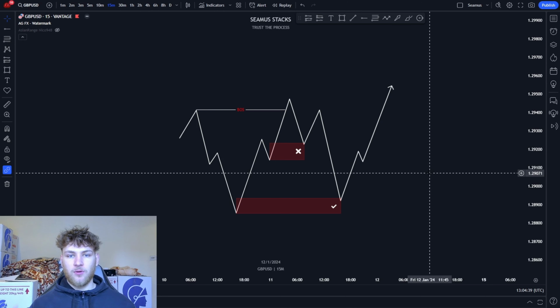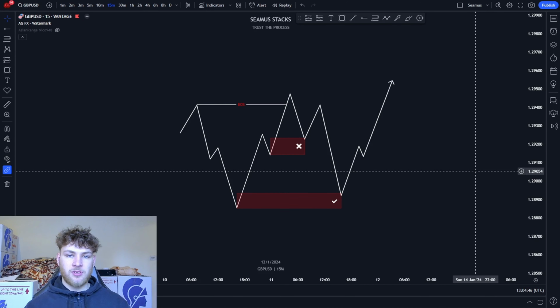Today I'm going to be going over the correct supply and demand zones to be taking. Now this is something I used to struggle with, and it becomes very simple once you understand why the zones are being used and which zones are not being used.